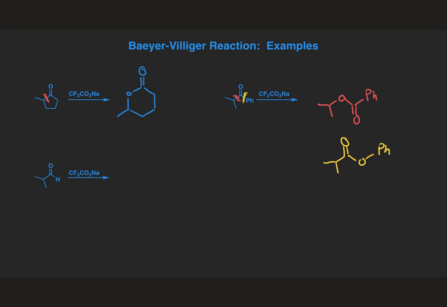And then in this last example, you have a secondary alkyl group and a hydrogen. And hydrogen was the fastest, and so that's the bond I expect to break. I'm going to break that one and stick an oxygen in between. And this is starting with an aldehyde, and so I expected a carboxylic acid to be the final product.